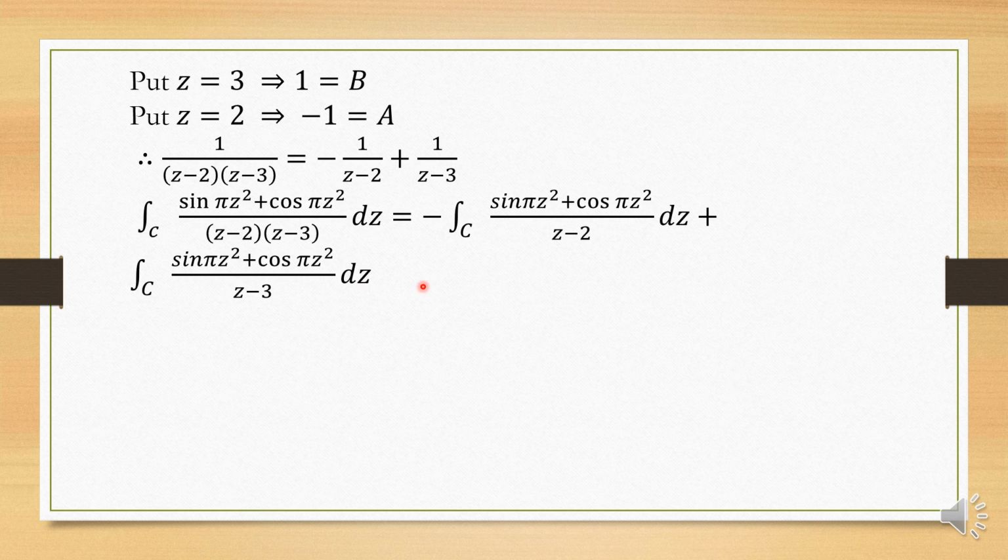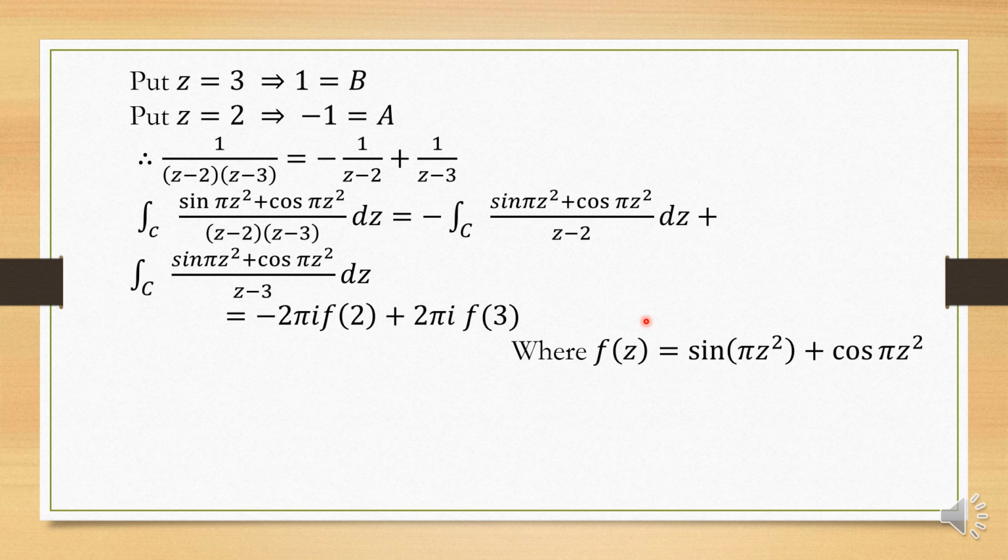Now we apply the Cauchy integral formula for both the terms because it is in the form of integral over c f of z by z minus a. So the value of the first integral becomes 2 pi i into f of a, that is f of 2, and the second integral becomes 2 pi i into f of 3. Now we are going to find the values of f of 2 and f of 3.